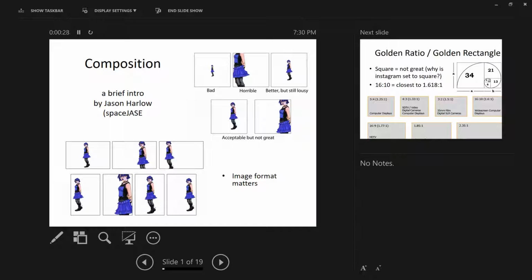And one of the most important things you could know about art is composition, because you're always presenting your art to other people. Even if you're not making art, if you're not an artist, you're probably taking pictures of things, and composition matters there too. So we're going to take a brief few minutes and talk about composition.